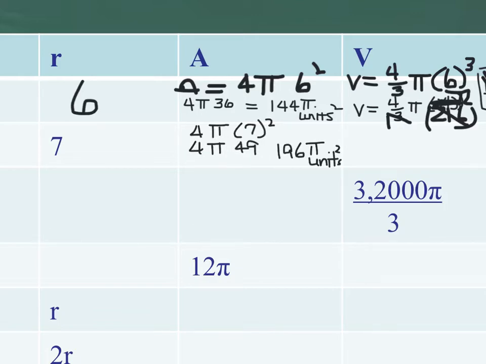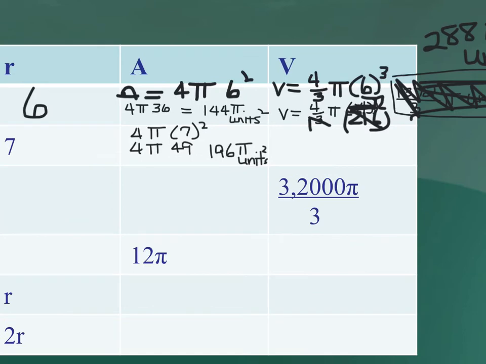I'm going to repeat the process for the volume, but I'm going to use the other formula. So for volume, it's 4 over 3 times pi times 7 cubed, and 7 cubed is the 343. 4 over 3 times pi. I saw before that I could not simplify that. So 4 times 343 gives me the 1,372 over 3 pi units to the third power.